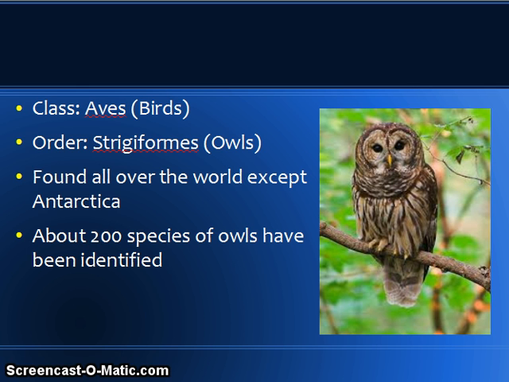They're found all over the world except Antarctica, and to this day, approximately 200 species have been identified. And owls are mostly nocturnal, meaning they're active during the night, and they only hunt their prey in the darkness. And owls are also known to symbolize knowledge and wisdom.